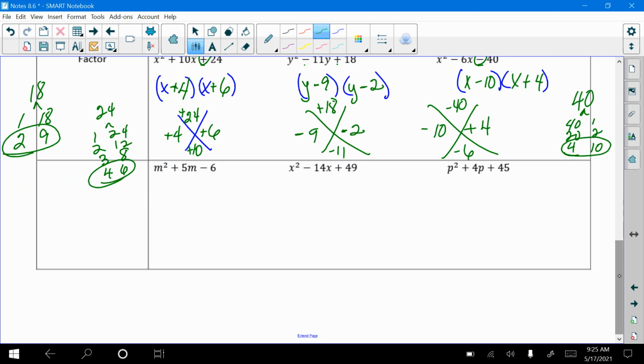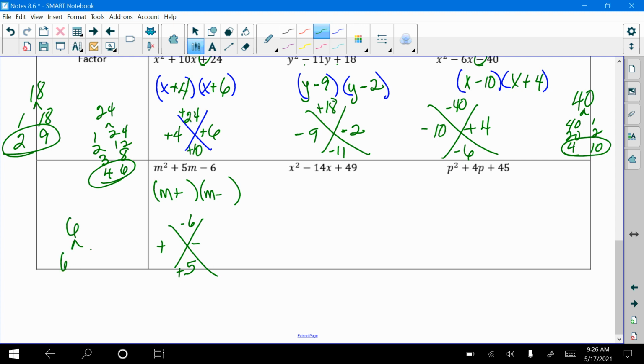All right, the next set. I've got m squared plus 5m minus 6. I know it's an m and an m, different signs, plus minus. Make my little x, negative 6, my positive 5. Different signs, the bigger one is positive. So they're different signs. One's a plus or one's a minus. Basically, I'm finding the difference of 5.